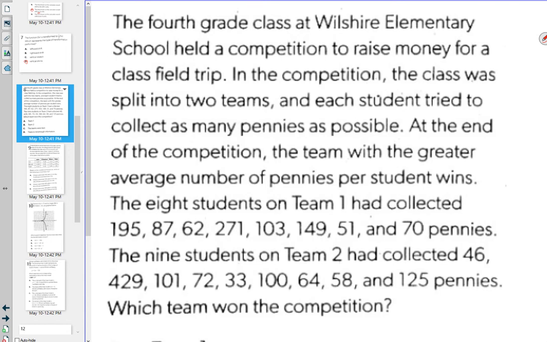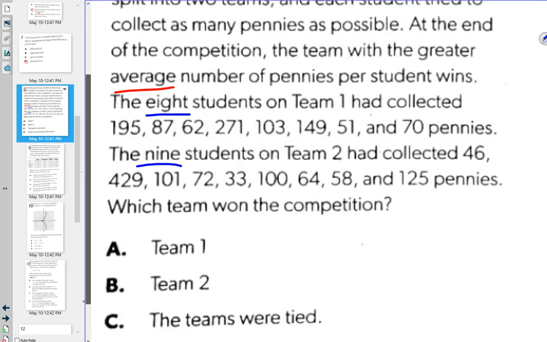The fourth grade class at Wilshire Elementary School held a competition to raise money for a class field trip. In the competition, the class was split into 2 teams, and each student tried to collect as many pennies as possible. At the end of the competition, the team with a greater average, that's a key word there, number of pennies per student wins. The 8 students on team 1 had collected that many pennies. The 9 students, so these are also key because it has to do with the average. 8 students and 9 students collected that amount of pennies. Which team won? So you just gotta find the average of each.